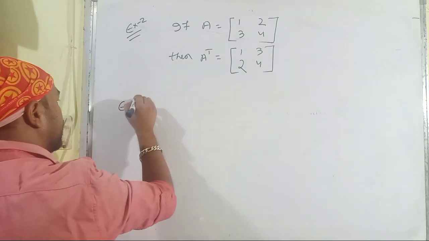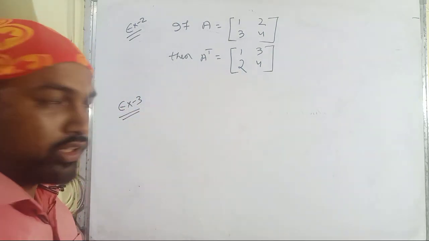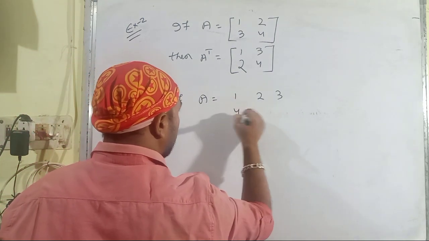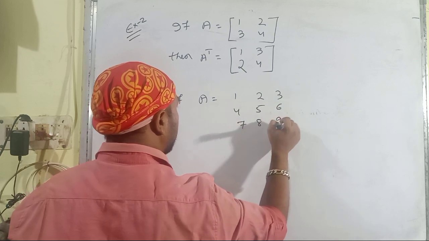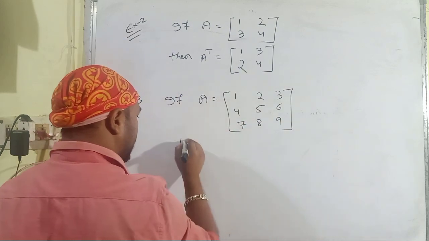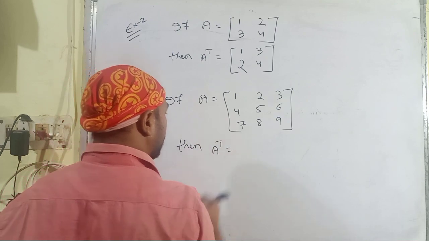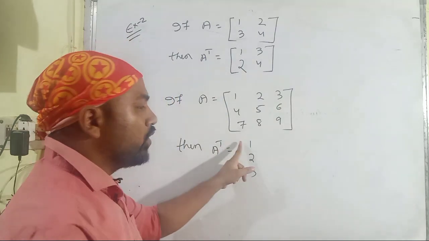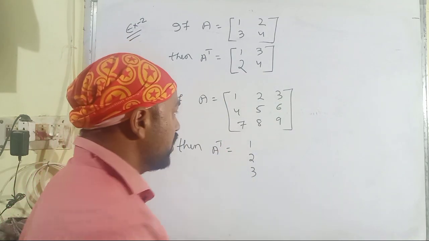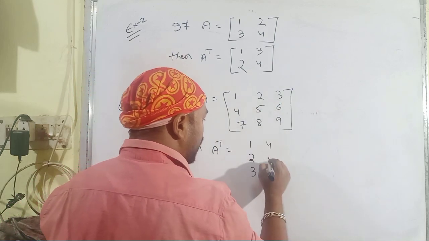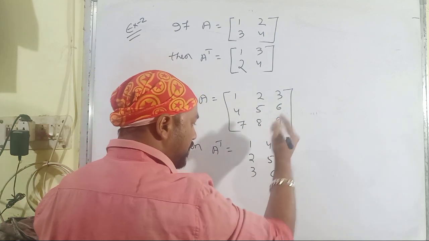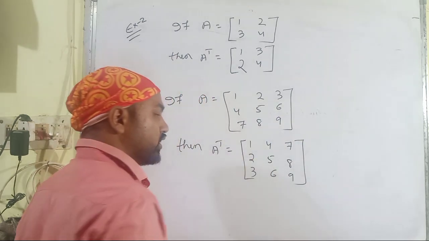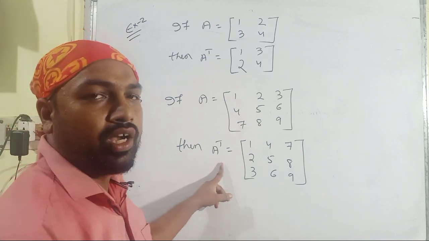Then let us consider another matrix of order 3. If A is equal to 1, 2, 3, 4, 5, 6, 7, 8, 9, then A transpose is equal to 1, 2, 3, because it was the first row in the matrix A. Now it will be placed as the first column in A transpose. Then the second row will be placed as the second column. The third row will be placed as the third column. So here is the new matrix obtained by interchanging the rows and columns, and this is the A transpose.